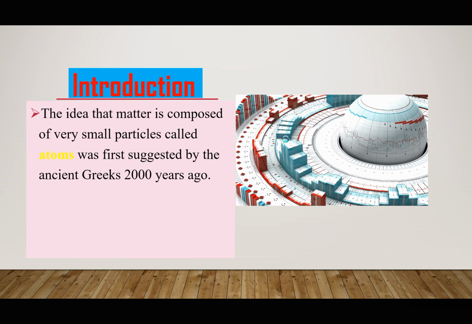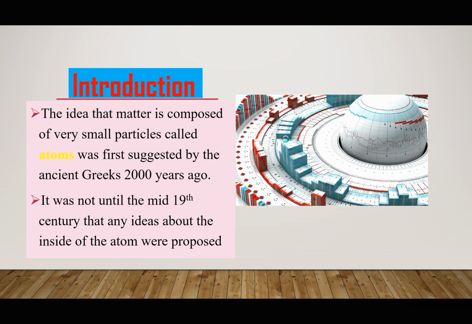The idea that matter is composed of very small particles, which are called atoms, was first suggested by the ancient Greeks about 2000 years ago. The Greek people suggested that atoms were the smallest particles that make up matter. That was about 2000 years ago. And it was not until the mid-19th century that any ideas about what is inside the atom were proposed.